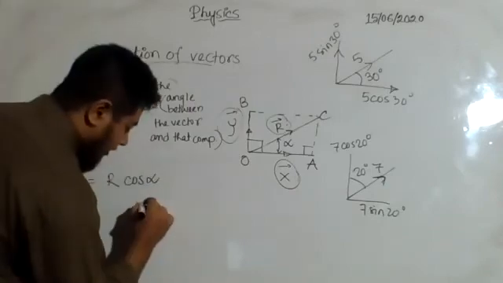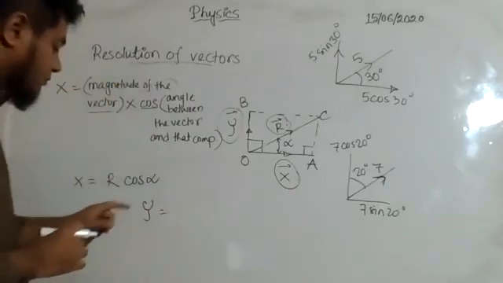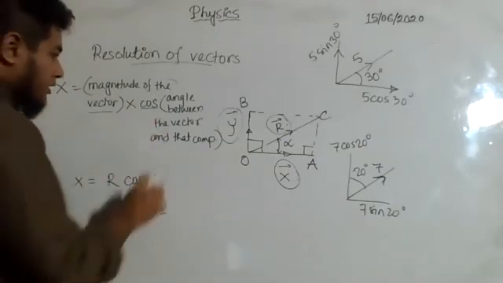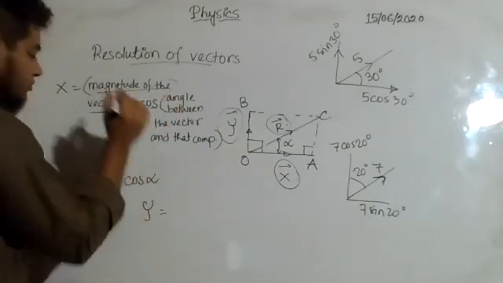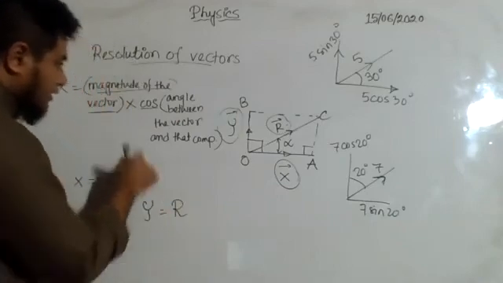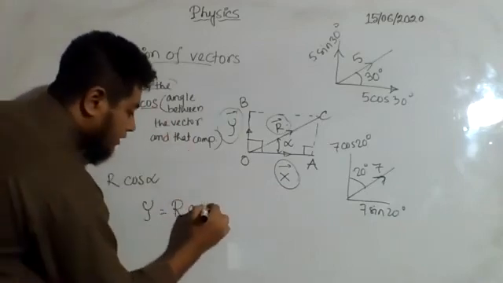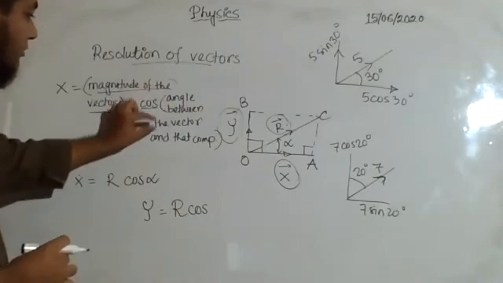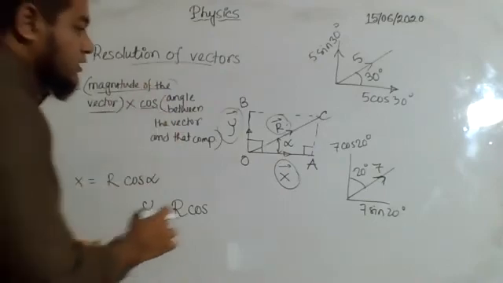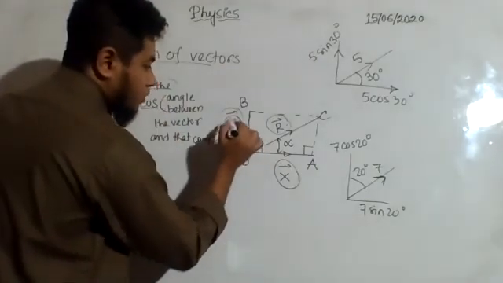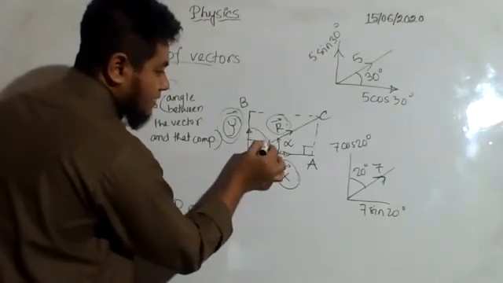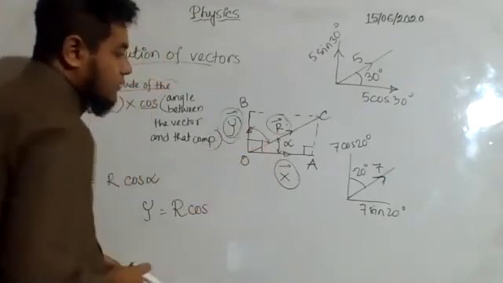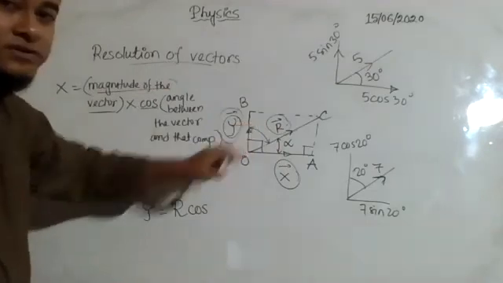But what about y? If I write about y, what is it going to come? At first, magnitude of the vector should be there. So again, I will write r. Then cos is there. So I will write cos. Then the angle between that vector and the component. Now we are considering y component, right? So what is the angle between y component and r? Can anybody tell me what is the value of this angle?